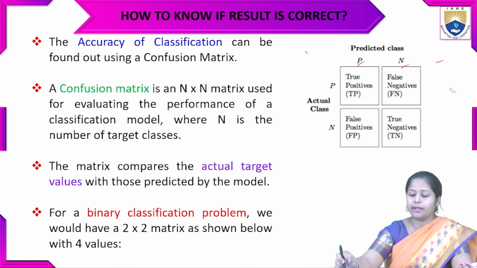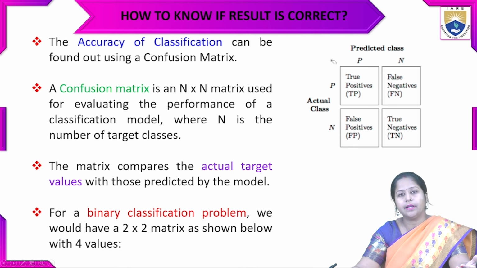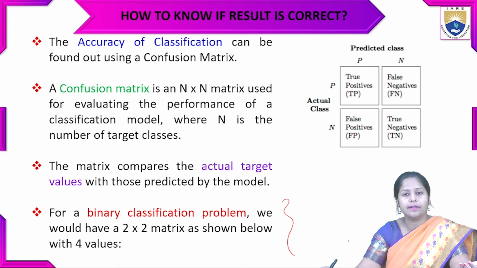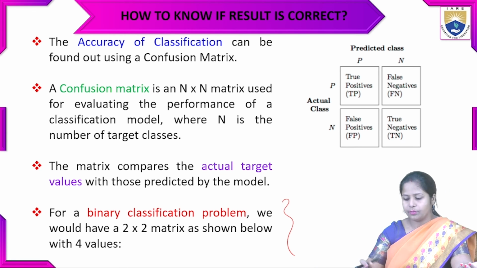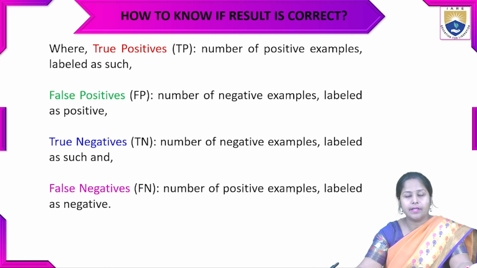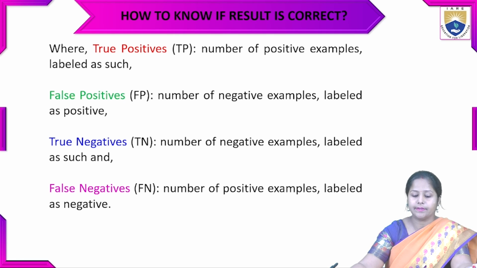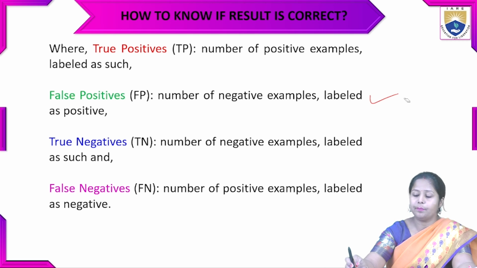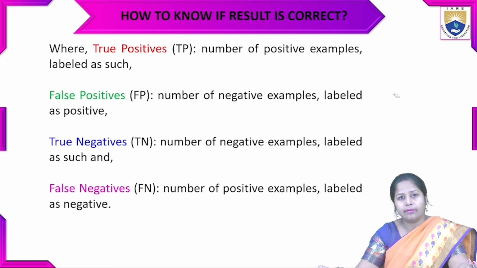If we compare, and the formula is there to calculate the accuracy, we will get the actual result. For a binary classification problem, we would have a 2 by 2 matrix as shown below with the 4 values. So we have true positive, TP, which is the number of positive examples labeled as such. FP, the false positive, is the number of negative examples that are labeled as positive, that is, a class label positive.